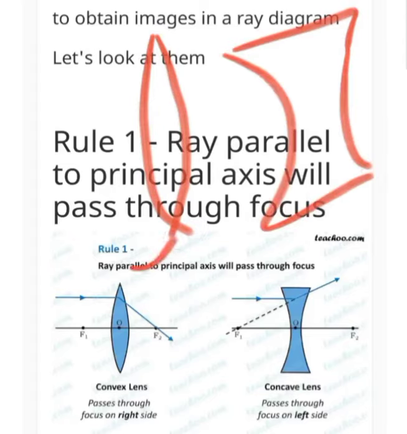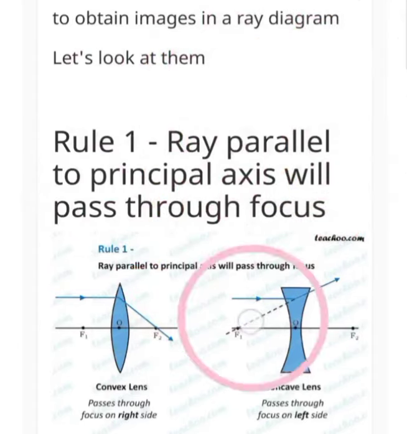This is convex, and this one is said to be a concave. Now we are dealing with how to make the diagrams of convex and concave. If we are doing the diagram of convex and concave, there are certain rules for that.